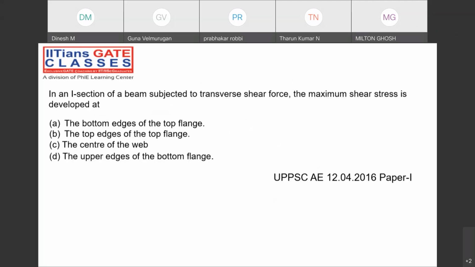So try to solve this one. I think it's very, very simple. You can answer me. An I section is subjected to transverse shear force. The maximum shear stress will be developed at the flange section or web section. That we need to identify first of all. After that, you can answer comfortably.